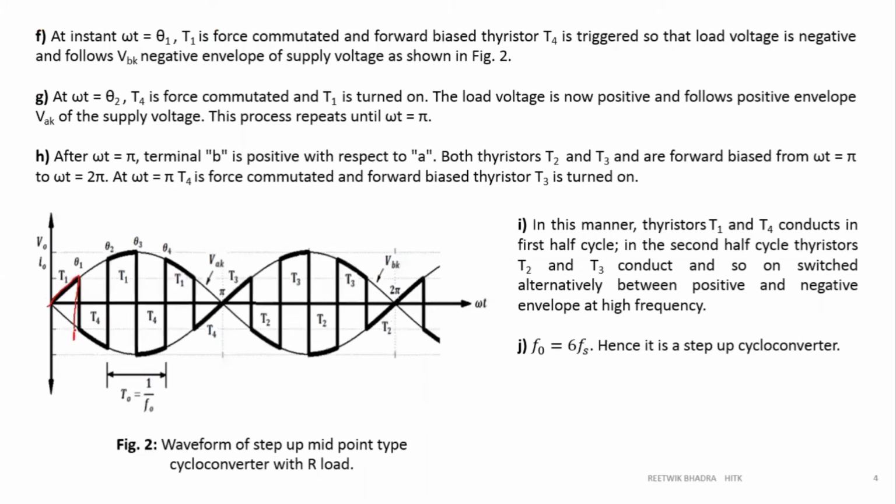T1, T4. Then at theta 2, T4 is force commutated, T1 is turned on. It follows VAK. Theta 3, T1 is force commutated, T4 is given pulse. So it follows VBK. Then T4 is force commutated at theta 4 and T1 is given pulse. Then it goes on continuing.